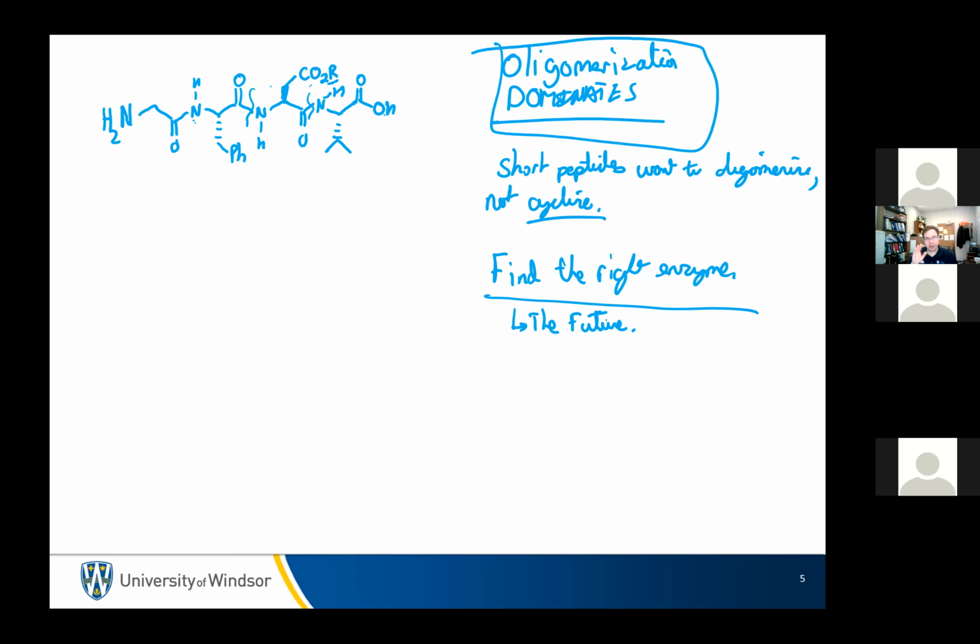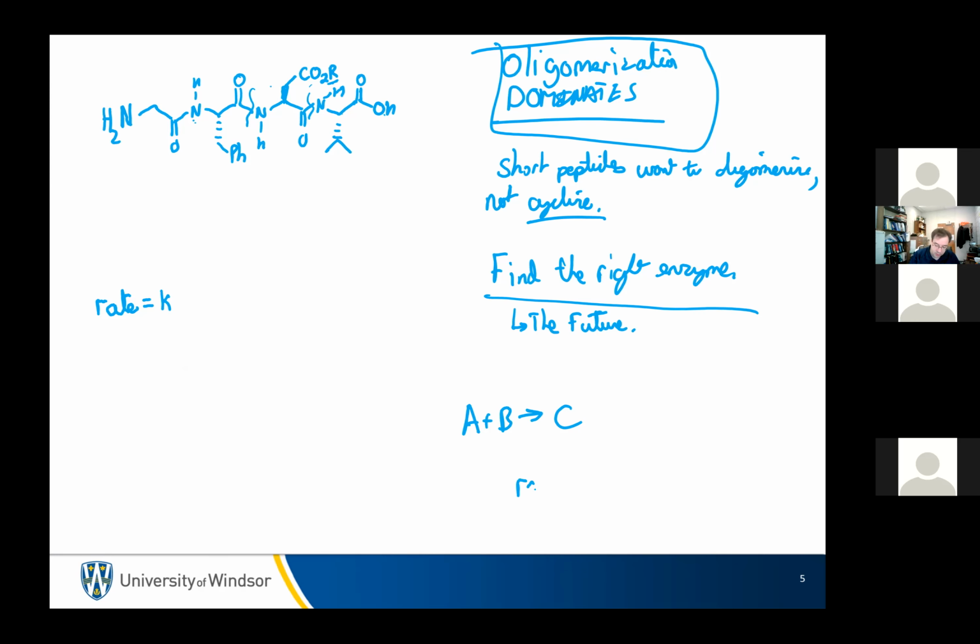So, let's just think about this. What is the rate law for the intermolecular reaction, where you have an oligomerization? There's a rate law for everything. What goes into the rate of a reaction? Let's say I have a simple reaction, A plus B goes to C. I'm not asking for a number, but what does the equation look like?